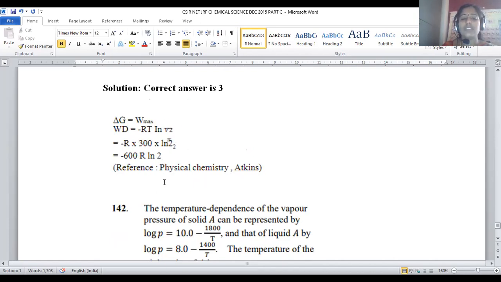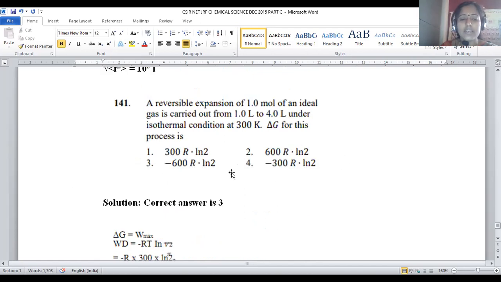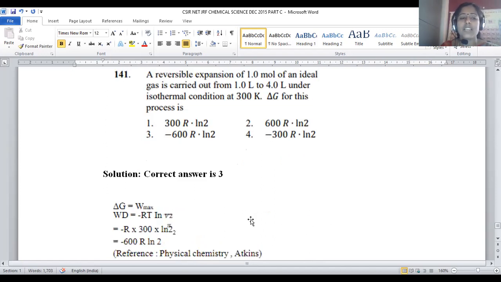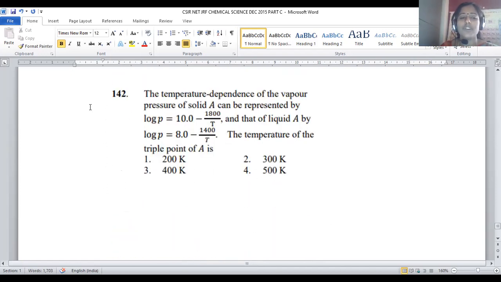This question is with reference to the Physical Chemistry textbook by Atkins. You can refer to this question in that textbook. Minus 600 R ln 2 is provided in option number 3. For question number 141, option number 3 is the correct answer. Let us move on to question number 142.